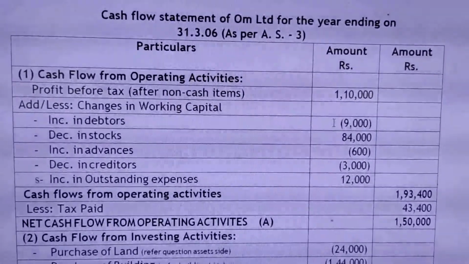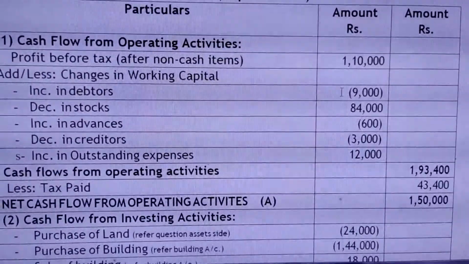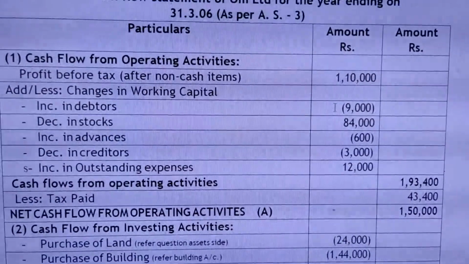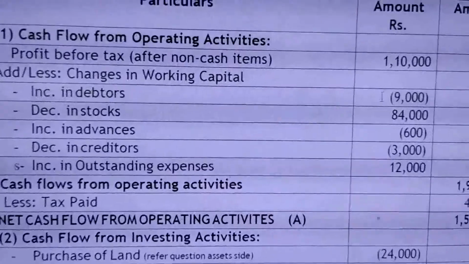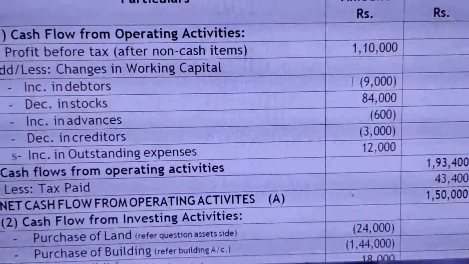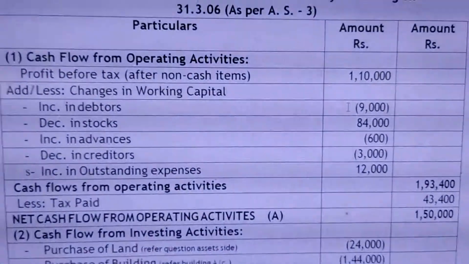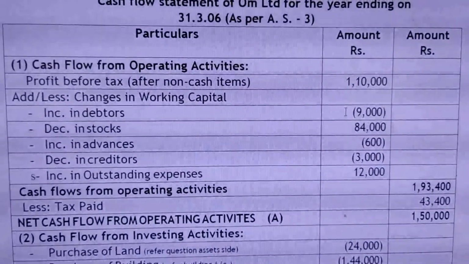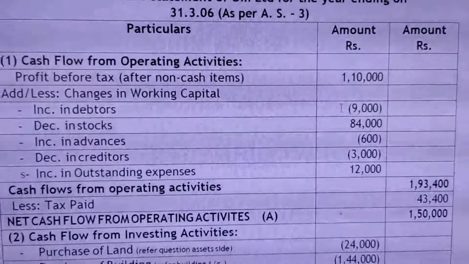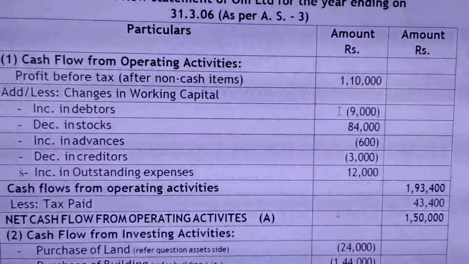Less tax paid 43,400. Now net cash flow from operating activity, that is total A, that is 1,50,000. So 1,93,400 is cash flow from operating activity minus tax paid 43,400, you will get 1,50,000. That 1,50,000 is considered as net cash flow from operating activities.